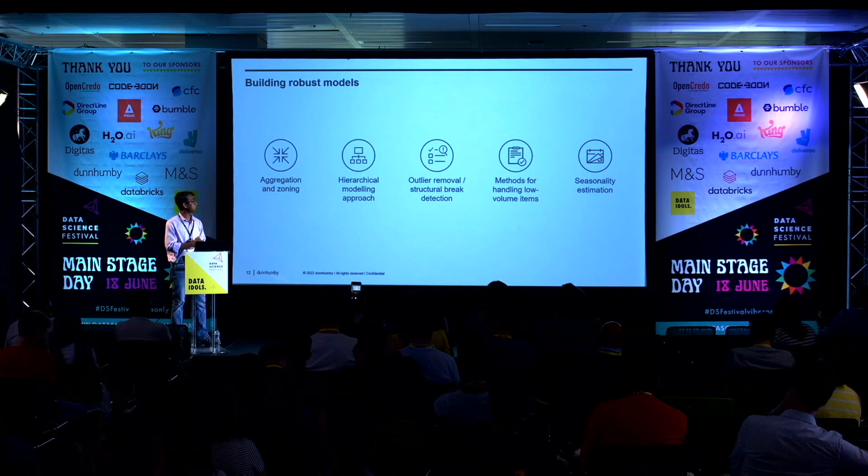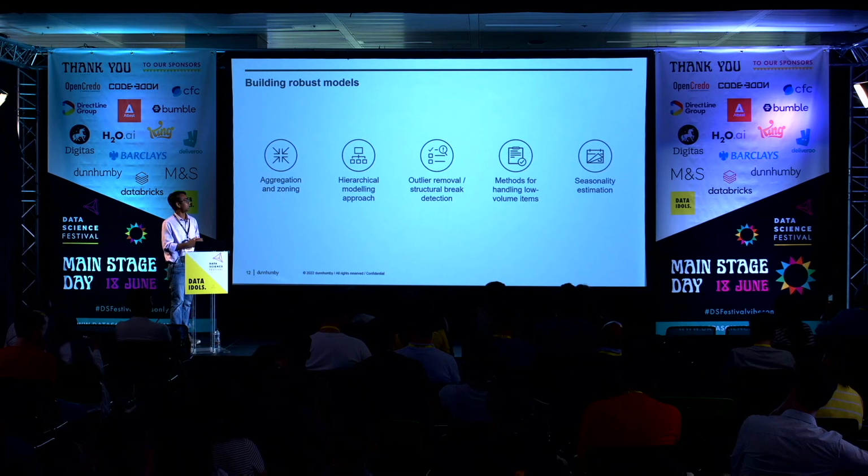We use techniques like outlier removal and structural break detection, which will understand whether there is a sudden change in volume in sales. We use different methods for handling low volume items, and of course we use techniques for seasonality estimation. So we'll take you through at least a few of these techniques in slightly more detail in subsequent slides.